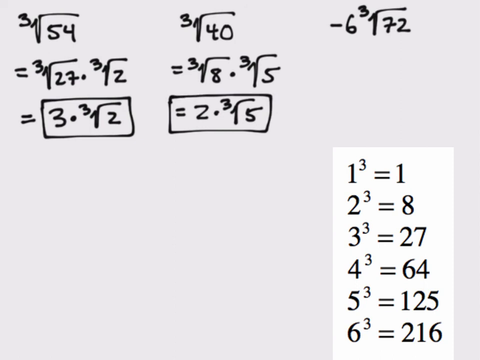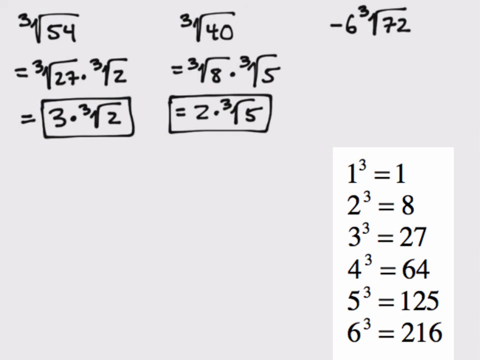Last one. All right, that negative 6 out in front, don't worry about it. We're going to simplify the third root of 72, just keeping that negative 6 along for the ride. So you got to think, are there any perfect cubes that are factors of 72? 1, 8, 8. 8 again. 8 times 9 is 72.